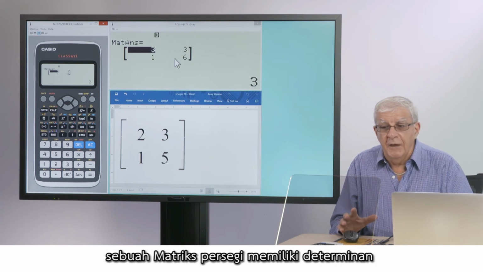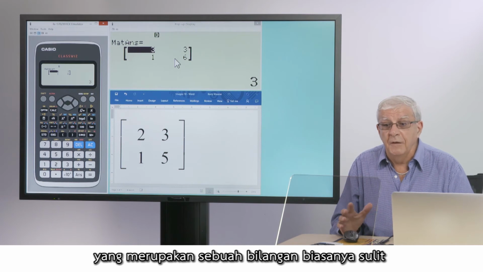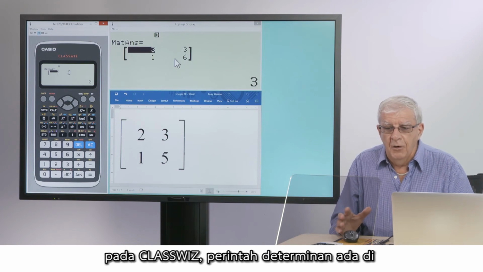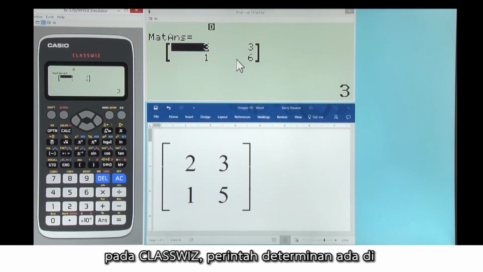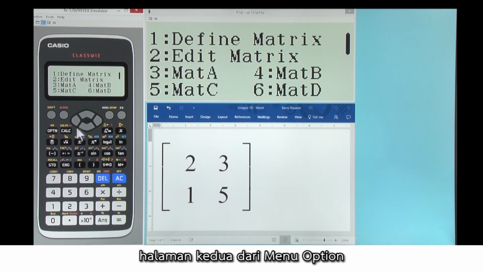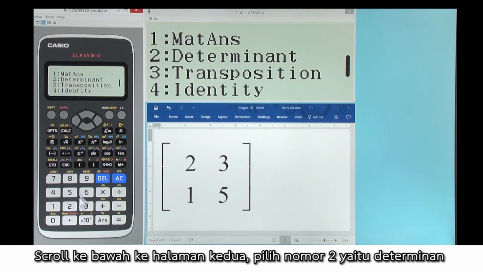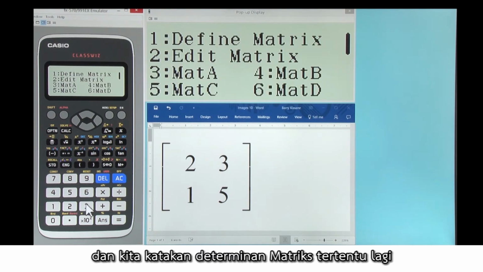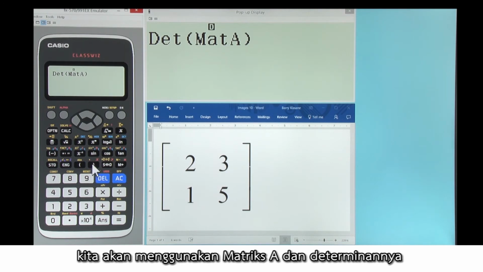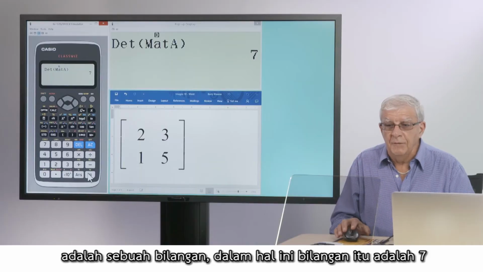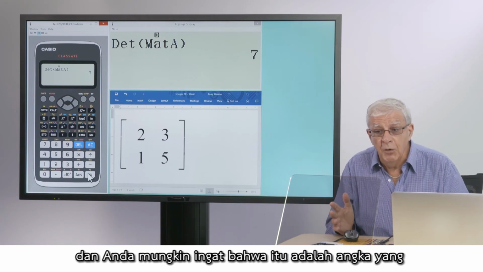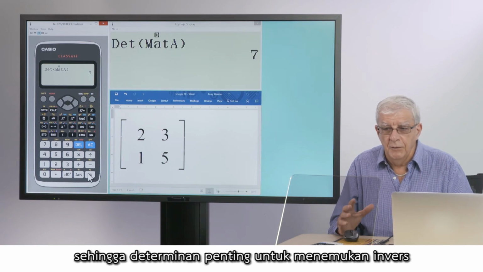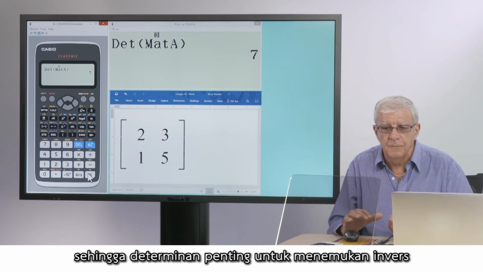A square matrix has a determinant, which is a number that is usually tedious to find by hand, especially for larger matrices. On the ClassWiz, the determinant command is in the second page of the option menu. Go down to the second page, number 2 says determinant, and we need to say determinant of a particular matrix. Again, we'll use our matrix A, and the determinant is a number. In this case, the number is 7. And you might remember earlier that was the number that was the denominator in the inverse of matrix A. So determinants are important for finding inverses.